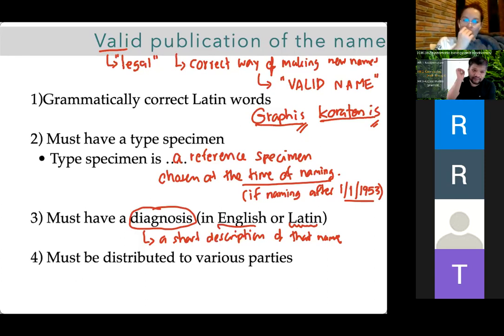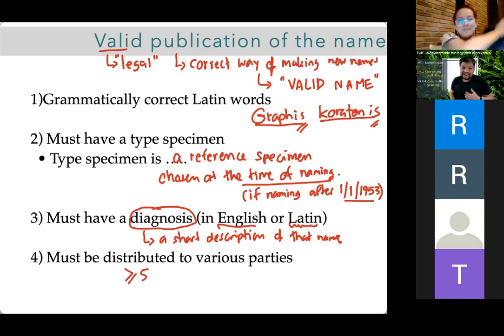And last but not least, you have to distribute it to various parties. And in botany, anyone want to guess how many people you have to send it to to make it public? Various here is a very interesting number. 4? Very close. 5 is the correct number.